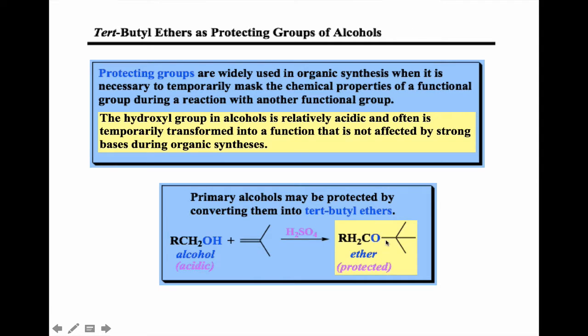You can do the chemistry that you want, and then you're good. Now, how do you get the alcohol back? Because a protecting group has to also come off and give you your starting functional group that you wanted. Well, we know that this process is reversible, and so we can just add water and sulfuric acid to this, and we can get back to the alcohol pretty easily just by reversing the reaction.